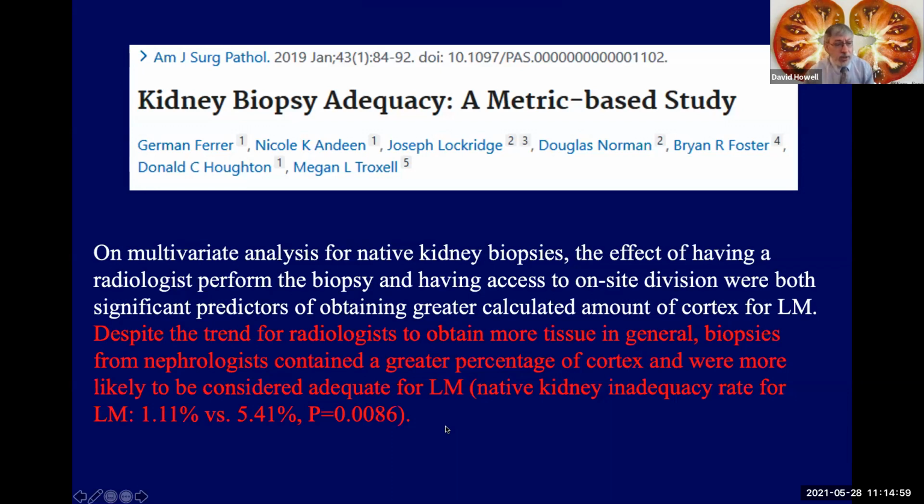What I'm telling you there is sort of anecdotal and conjectural, but there is an evidence base that's beginning to build on this. This is a paper from the group at Oregon Health and Science University, including several members of the Renal Pathology Society, that compared biopsies done by interventional radiologists and nephrologists. And they found that radiologists actually tended to get a little bit more tissue across the board, but the biopsies that the nephrologists did had a greater percentage of cortex. And the level of inadequacy for nephrologist biopsies was lower, about 1%, than for radiologists, which was a little more than 5%.